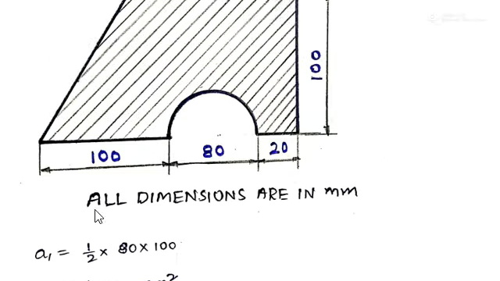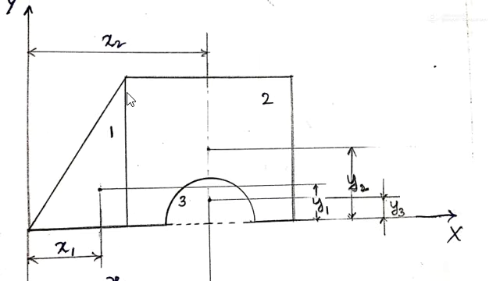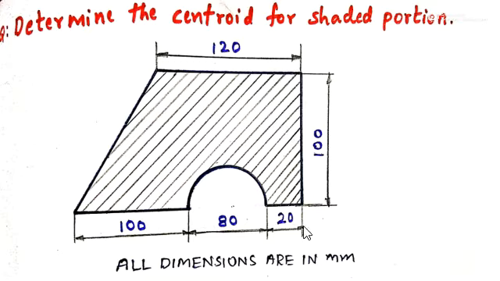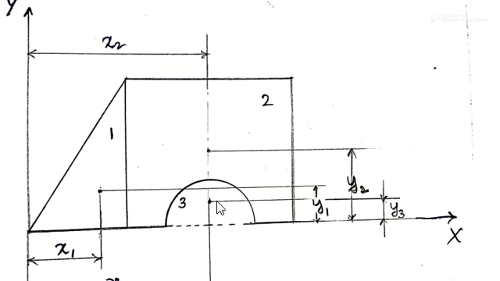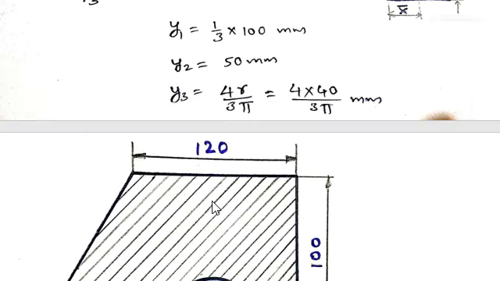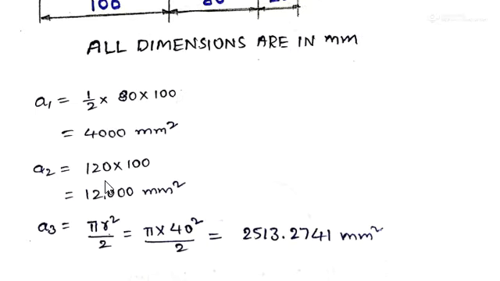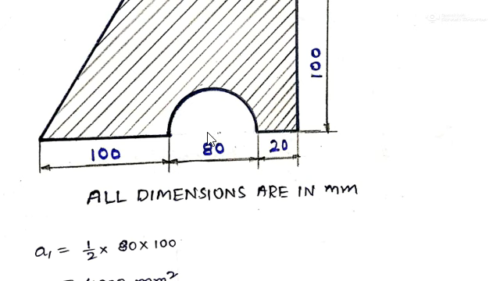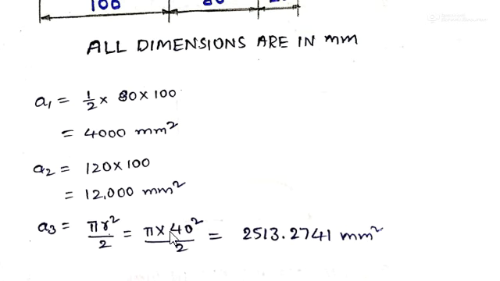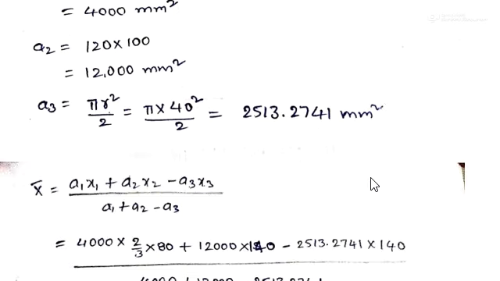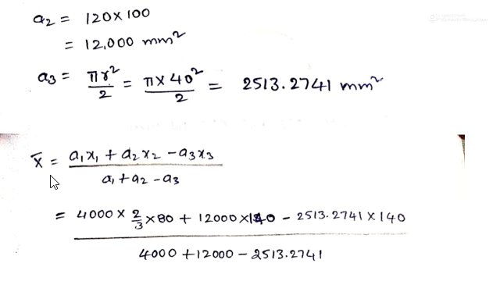A2 is the area of this rectangle. It is given as 120 and 100, so the area of the second figure is 120 into 100, that is 12,000 mm square. And A3 is the area of this semicircle. Pi r square is the circle area, so for a semicircle it is pi r square by 2, so pi into 40 square by 2. So we are getting it as 2513.2741 mm square.